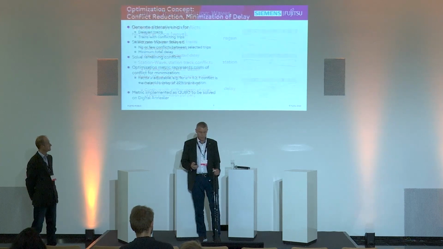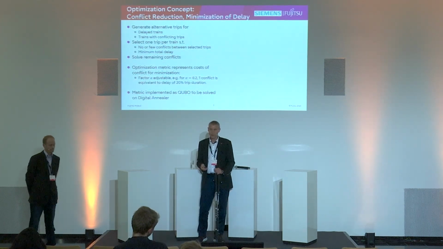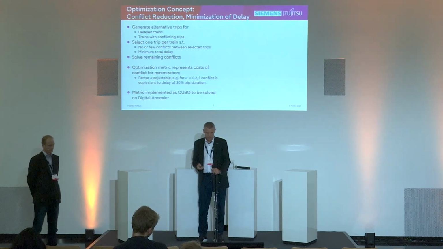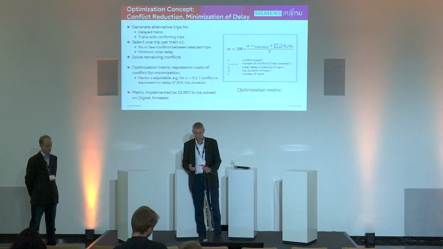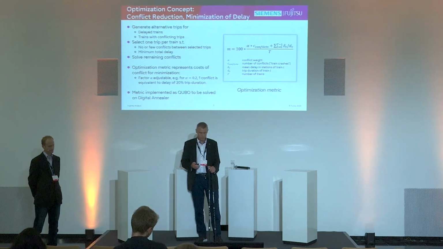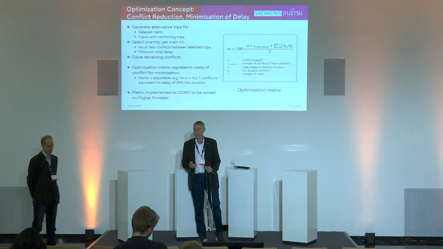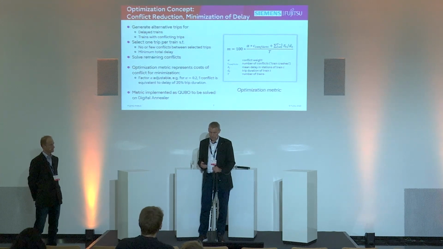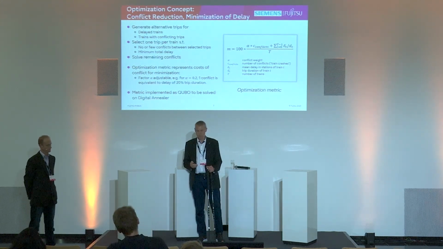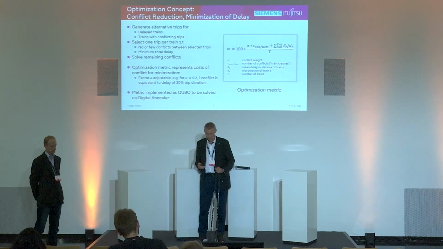Okay, and then we had to evaluate that. So we needed some kind of targets, and it's all together here in this optimization metric. So we have here on one point the number of conflicts with a certain weight. So you could nominate that as a cost for solving the conflict, not as a cost for accepting the conflict. So we never make crashes here.